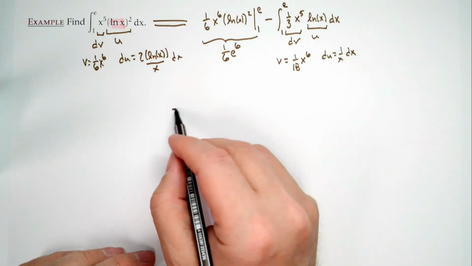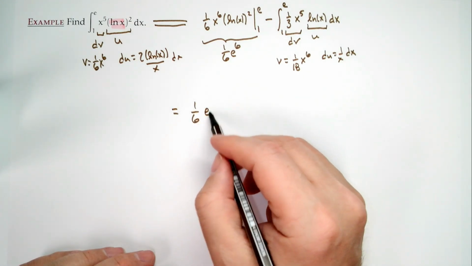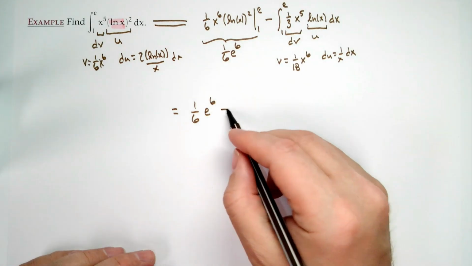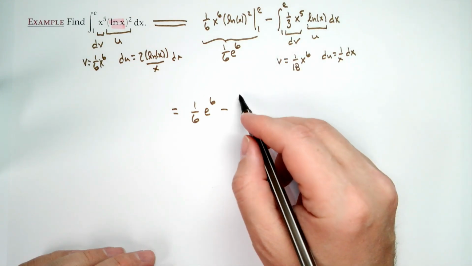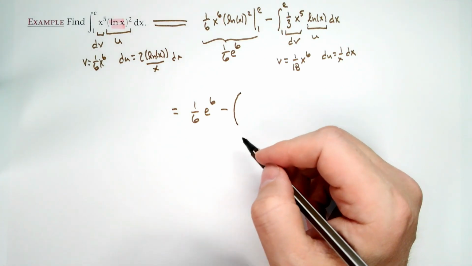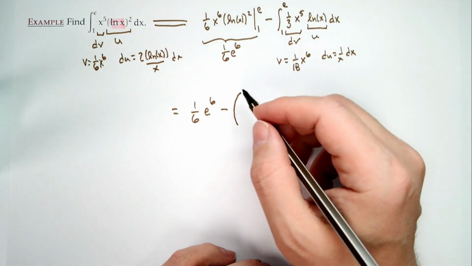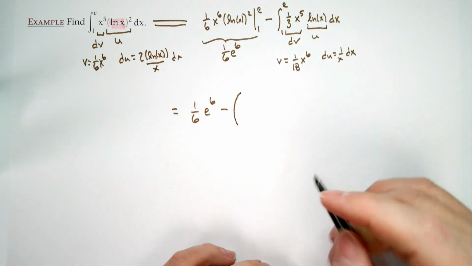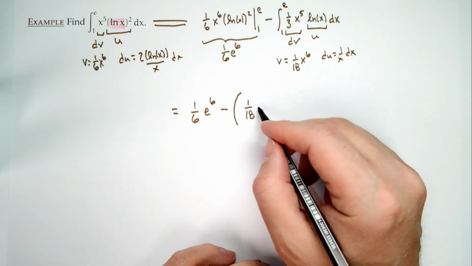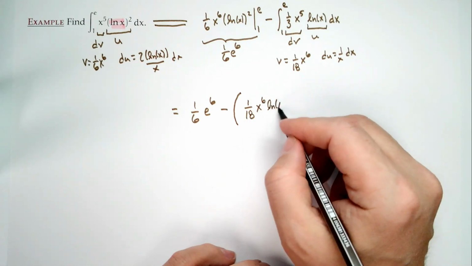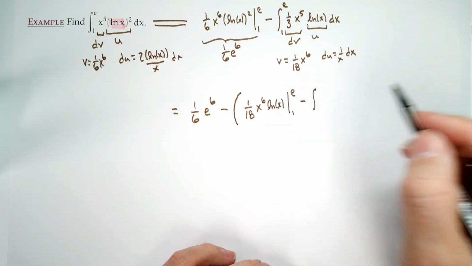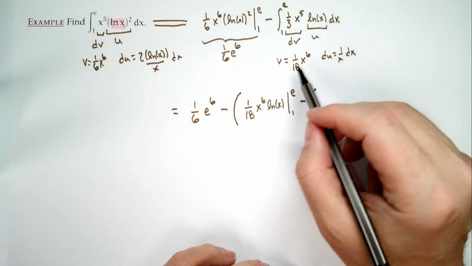So, we get this is equal to 1/6 e to the 6 from there, minus, and here I'm going to be careful because there's a minus, so I'm going to use a point-saving technique called parentheses. You can think of it as parenthesization or something fancy. Like, ooh, a fancy technique. All right, uv. So 1 over 18 x to the 6 natural log of x, and this is evaluated from 1 to e. Minus the integral of v du.